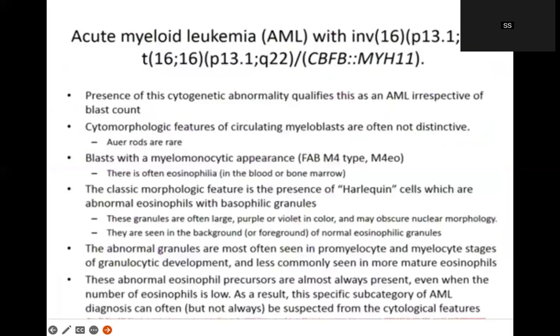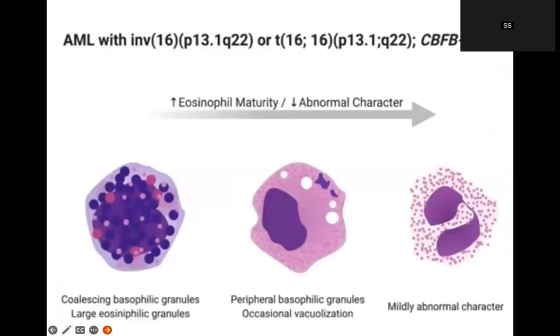Next slide, sir. There will be coalescing basophilic granules along with large eosinophilic granules. Then peripheral basophilic granules will be there, and occasional vacuolization will be present in the cytoplasm. There will be mildly abnormal eosinophilic precursors, with an increase in eosinophilic maturity with abnormal character. These are the depicted pictures of acute myeloid leukemia with inversion 16, which encodes the CBFB-MYH11 translocation.